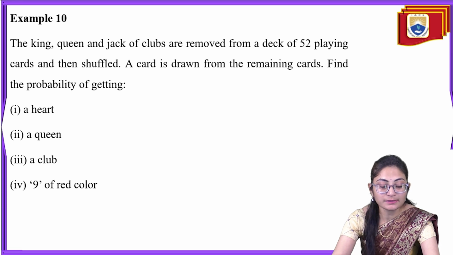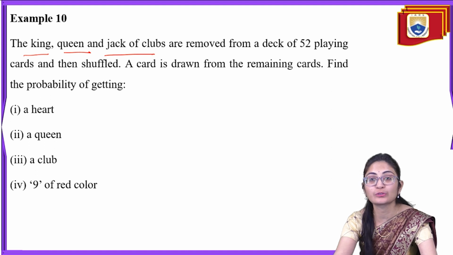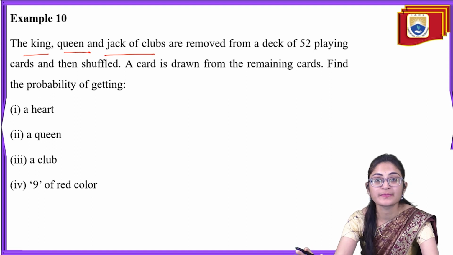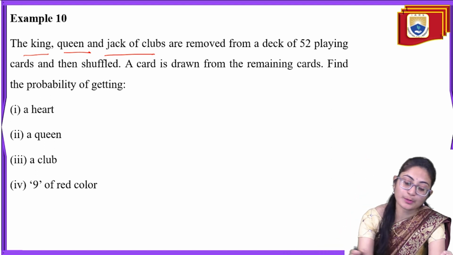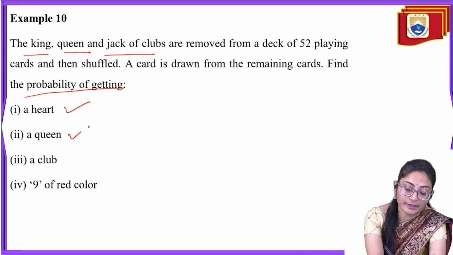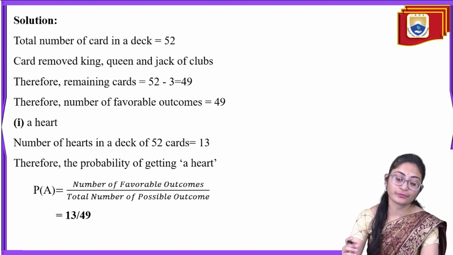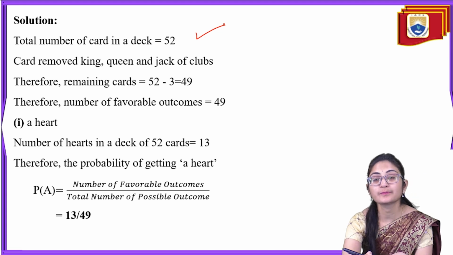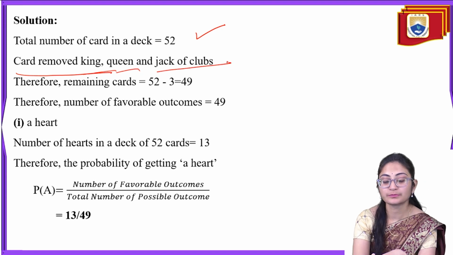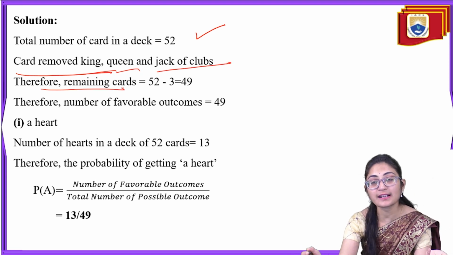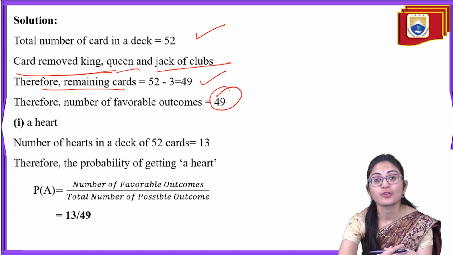Now, the king, queen and the jack of the clubs are removed from a deck of 52 playing cards and then shuffled. A card is drawn from the remaining cards. Now you have to find out the probability of getting a heart, a queen, a club and a 9 of red color. Now first, total number of cards in a deck is 52. Cards removed are king, queen and jack of the club. Therefore after that, remaining cards are 49. And therefore total number of possible outcomes will be 49.